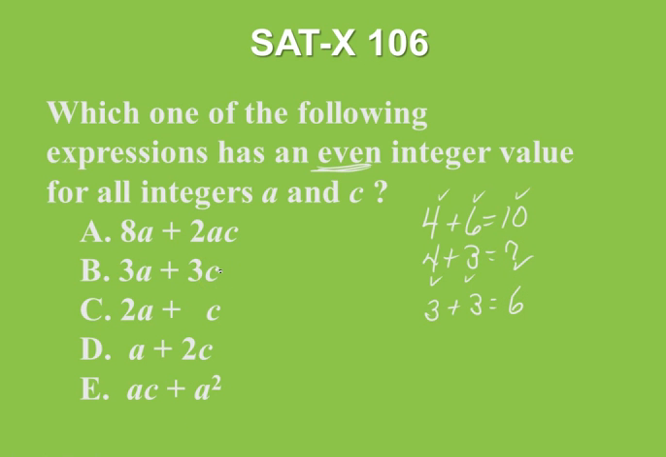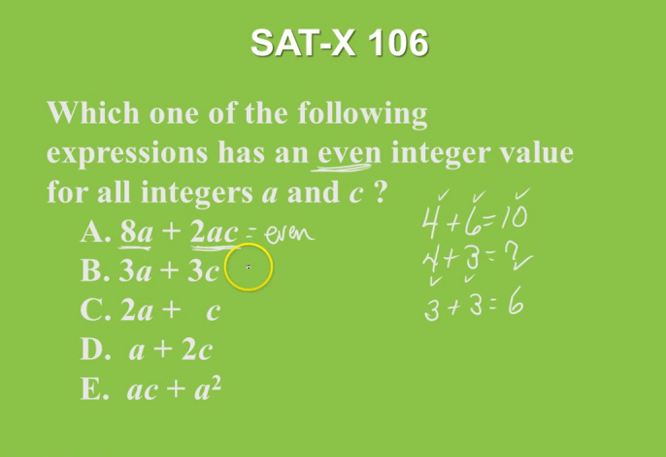Well, if you take a look at the first one, 8 times something plus 2 times something. If you multiply any number by an even number, you're going to get an even number. So the 8a has to be even, 2ac has to be even. So if you add an even and an even, you're going to get an even. So we were just lucky enough that the first choice worked. You could check the rest of them just to confirm that if you wanted to.